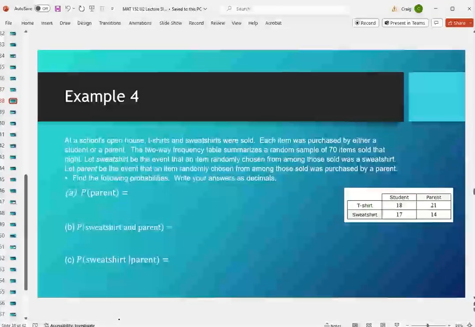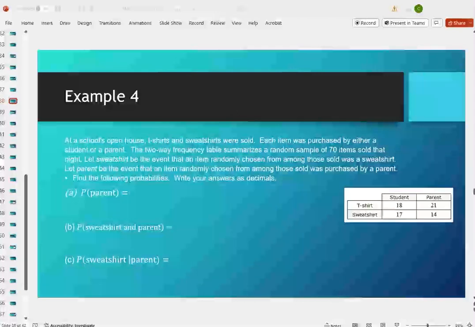Let's look at another example. At a school's open house, t-shirts and sweatshirts were sold. Each item was purchased by either a student or a parent. Okay, so we've got a two-way frequency table. This is a contingency table like we talked about before. We have 70 items that were sold. Okay, we're going to let sweatshirt be the event that an item was randomly chosen from.